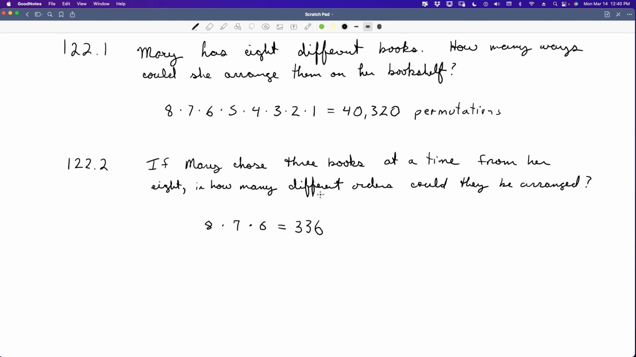All right, so that is all we have for lesson 122. We just wanted to talk about factorials and permutations. And I will see you in our final lesson, lesson 123.